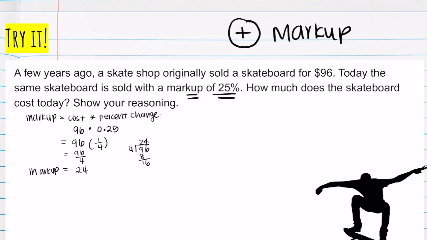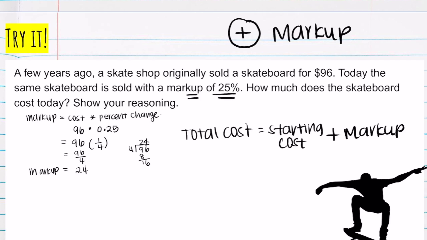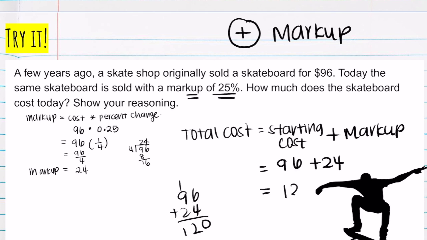Since the markup is $24, we know the total cost is the starting cost plus, because it's markup, plus the markup. So we know the original cost is $96, and we're going to add $24. And 96 plus 24 is $120. So we know the total cost of the skateboard is $120. So make sure when you find the total cost, you have to factor in the starting price.